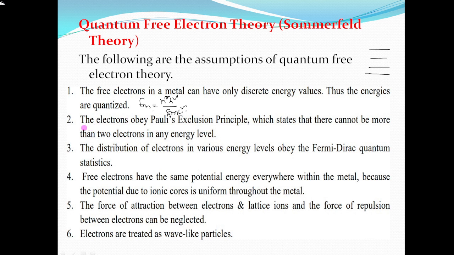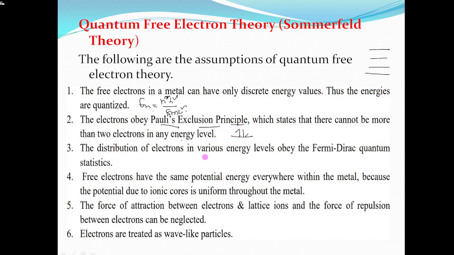Next, according to quantum mechanics, the electrons obey Pauli's exclusion principle. Pauli's exclusion principle means no two electrons can be in a single state. See here, if two electrons exist in one state, they should be of opposite spins. That is given by Pauli's exclusion principle.